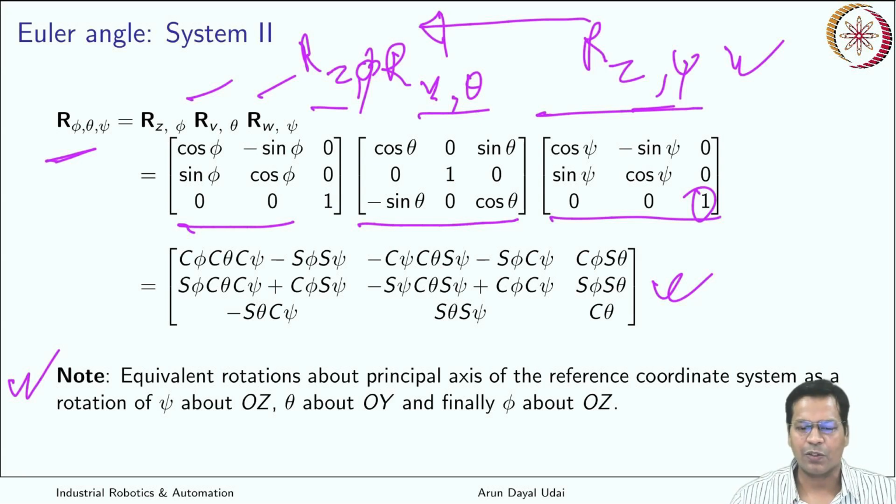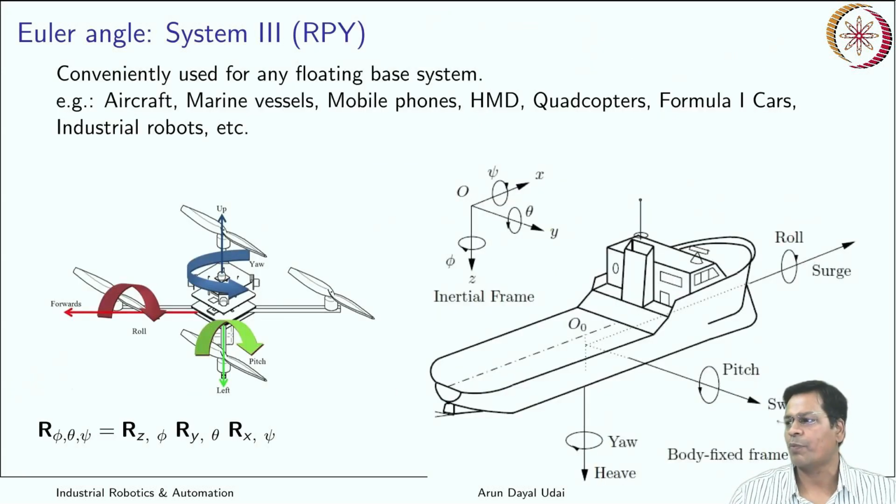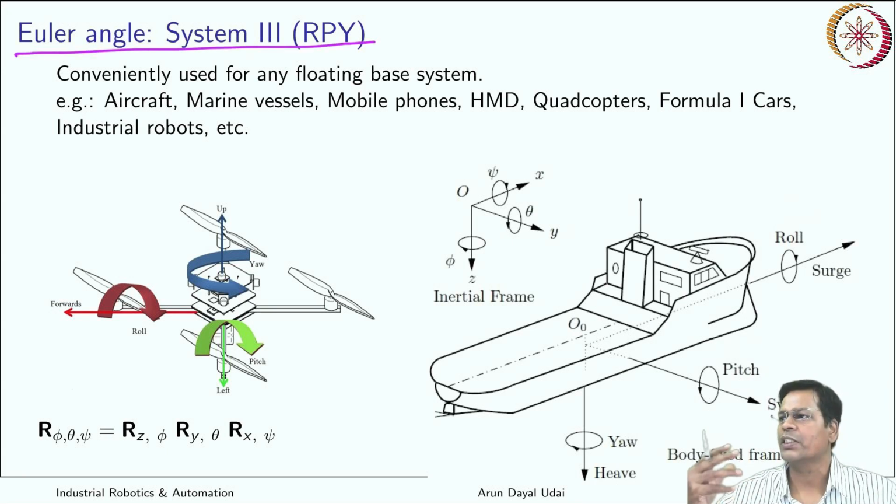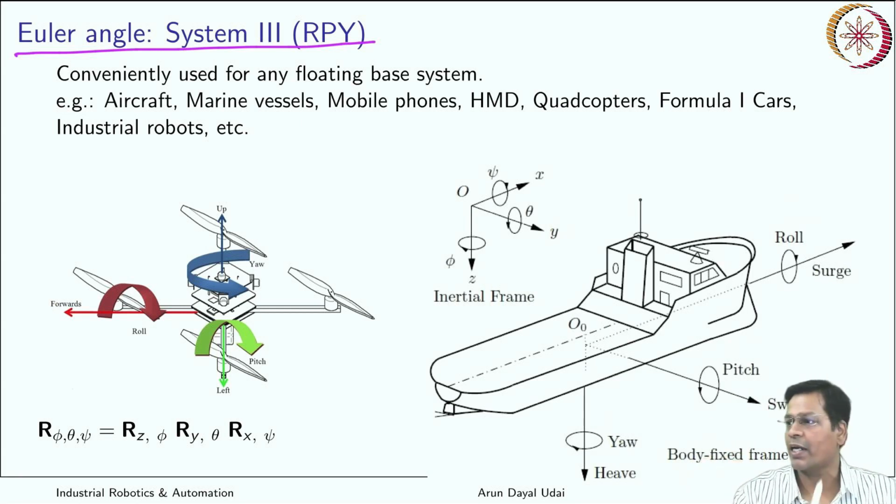Both are equivalent. Now let us look at the third, which is the most important one, that is most commonly used for any floating object in space. So any floating based system like an aircraft, orientation can only be observed clearly if you can see it in your reference frame. Where are you sitting? You are sitting in a global frame. So you can see it is rolling. It can do back and forth movement like pitching, or it can do yaw like this. Okay, it can do yaw.